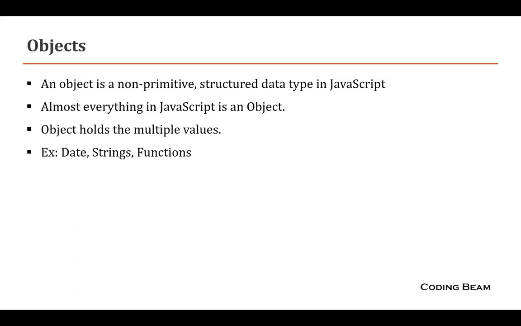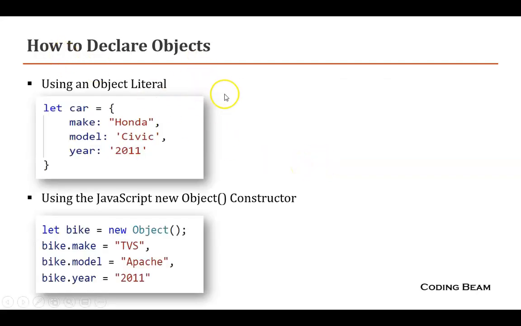And there are some examples. There can be dates, strings and functions. Functions are also considered objects in JavaScript. So now we will see how we can declare an object in JavaScript. So how to declare objects?